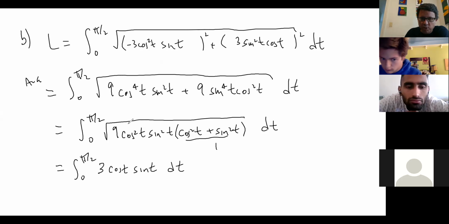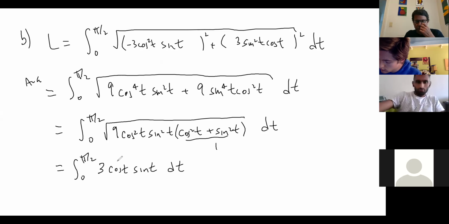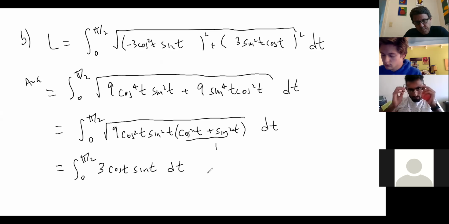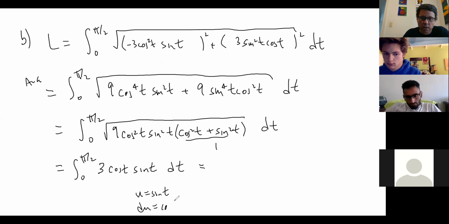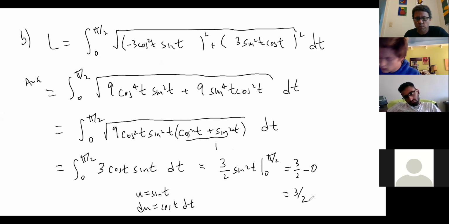Technically, you might have to worry about plus or minus, but everything is positive on this range, so you don't have to worry about absolute values. And now you integrate that. I don't care how you do it. U equals sine, du equals cosine. Calc 2, just leave it at that. And you'll get 3 halves sine squared between 0 and pi over 2. So when you plug in those bounds, it'll be 3 halves minus 0, which is 3 halves.